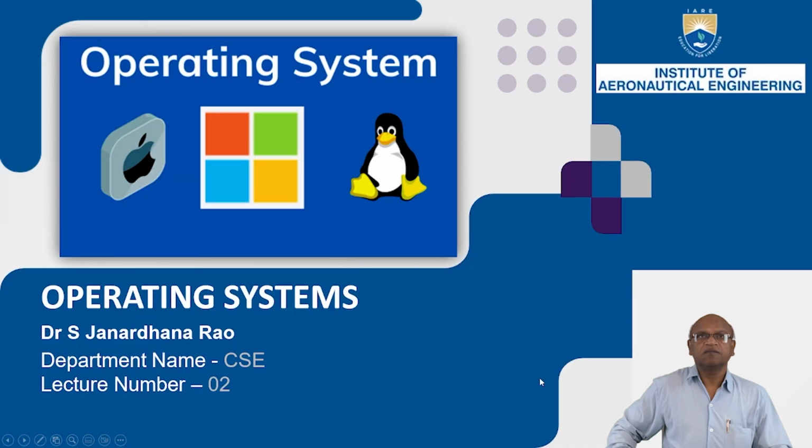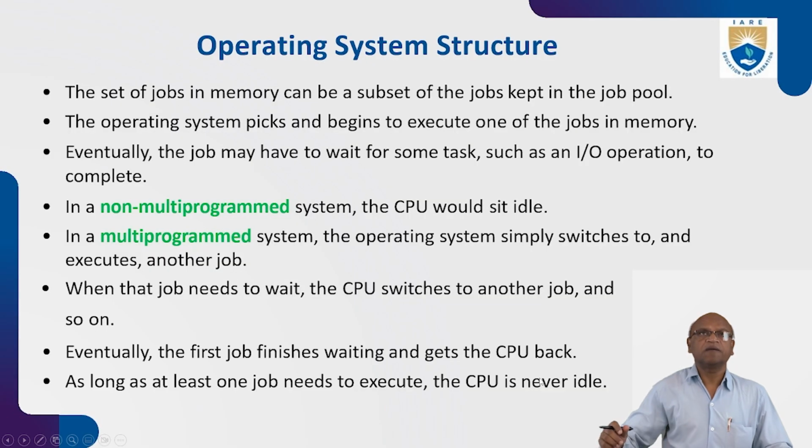In this operating system structure, the set of jobs in memory can be a subset of the jobs kept in the job pool. The operating system picks and begins to execute one of the jobs in memory. Eventually, the job may have to wait for some task, such as an IO operation, to complete.